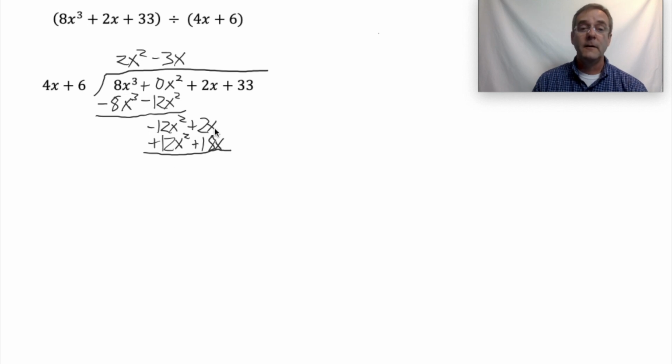That's what we wanted. 2x and now positive 18x makes a total of 20x remaining from the original dividend that wants to be divided. And the only other thing remaining from the original dividend, we've divided everything else out, is the 33. We're ready to bring that down now and see what we can do with it. The 20x plus 33 is the only thing left that hasn't been divided away by the quotient that we've created.